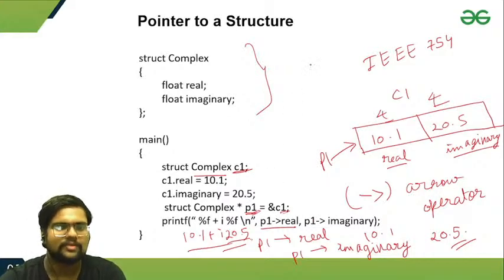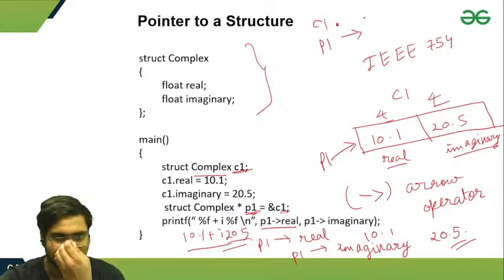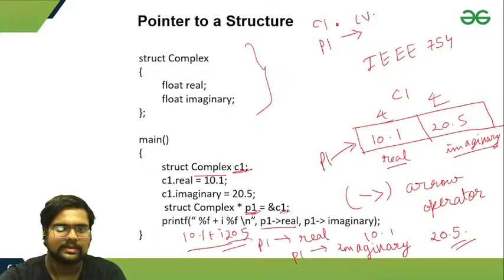So if we are using a normal variable c1, then we have to use dot. If we are using a pointer variable, then we have to use arrow. So we have to remember this point: for a variable we use dot, and for a pointer we have arrow. So just remember this point.